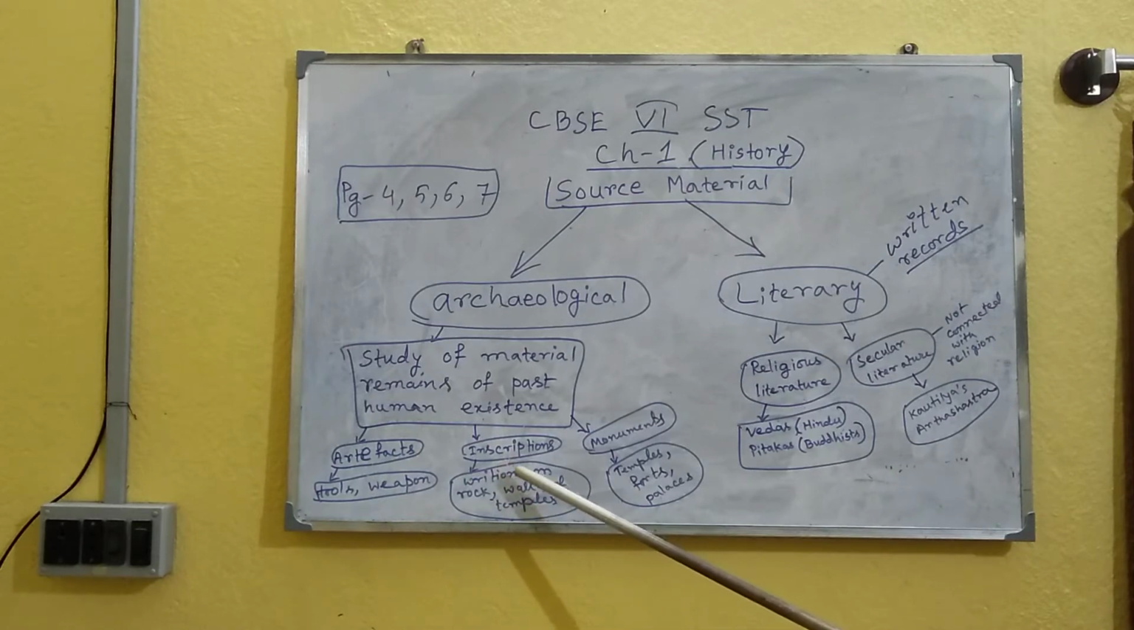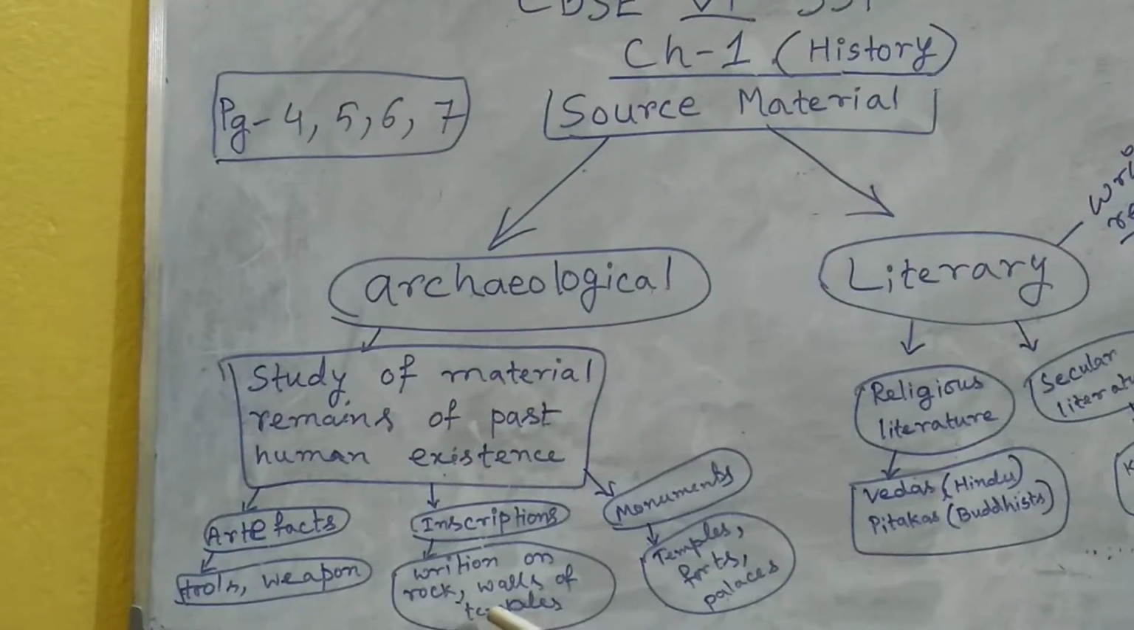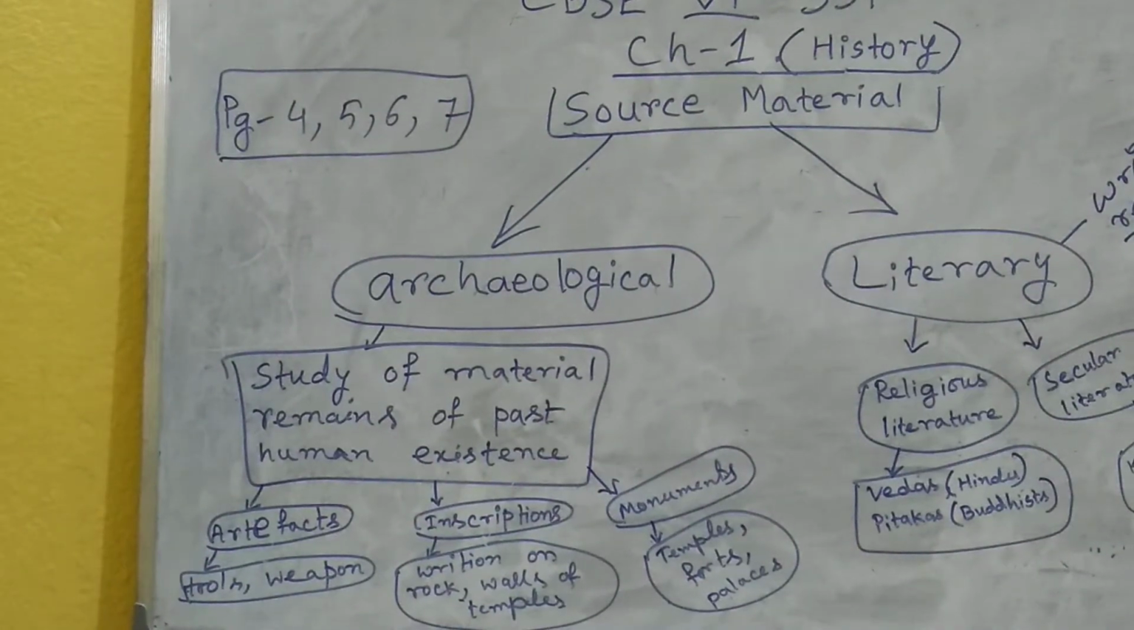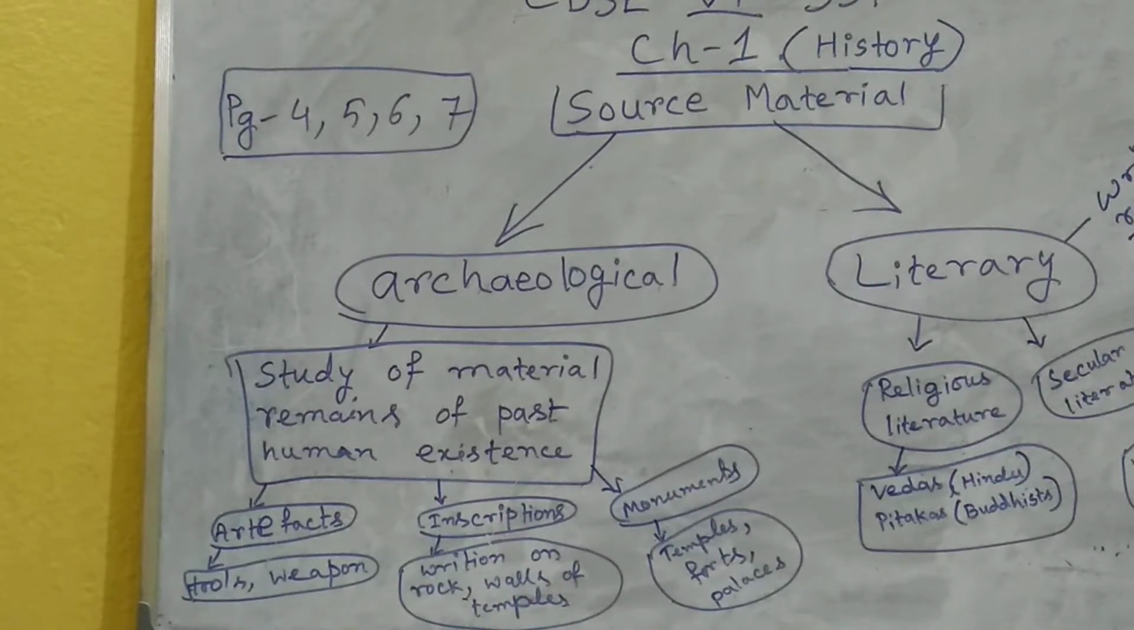Second one is the inscriptions, the writings on the walls or rocks of different places. Those things you can see in Puri Jagannath Mandir. There are different kinds of inscriptions mentioned there. From those sources, the historians can get much information. So those are called the inscription sources.